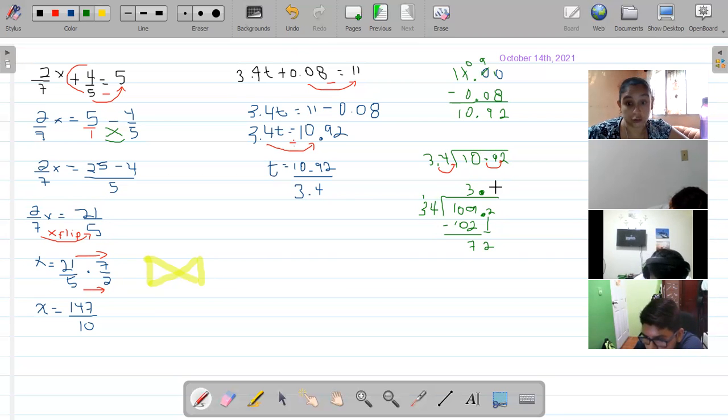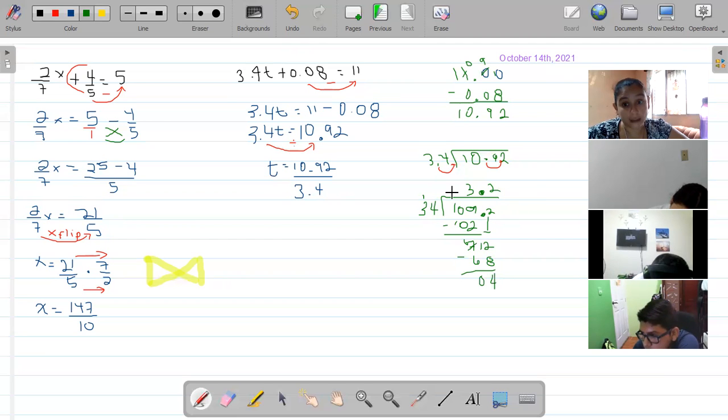2 times. 2 times 4, that's 8. 2 times 3, that's 6. And I subtract. Now I'm going to say I can subtract this, so this becomes a 6, and this becomes a 12. 12 minus 8, 4, 6 minus 6, 0.